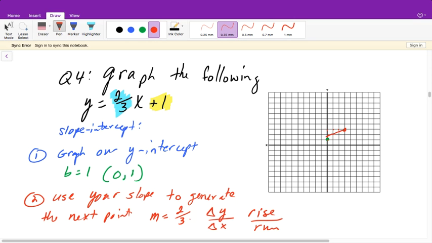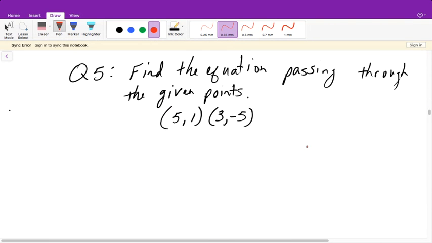On your test, you will use a straight edge to draw this. And there's your graph. All right, find the equation of a line passing through the given points. Remember, as soon as you see find the equation, you know you should be answering y is equal to mx plus b. This is what you need to solve for.